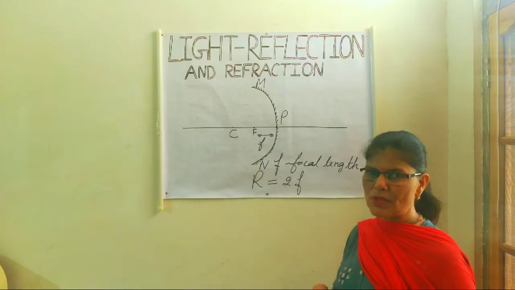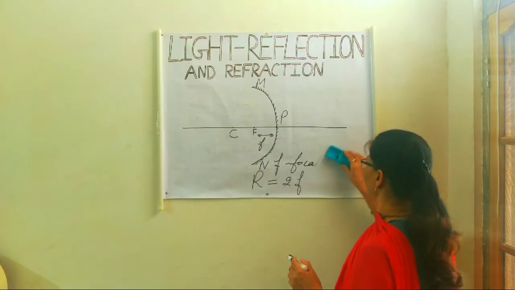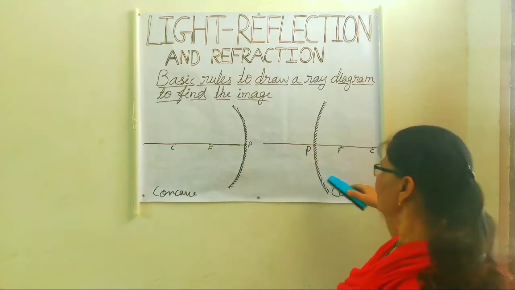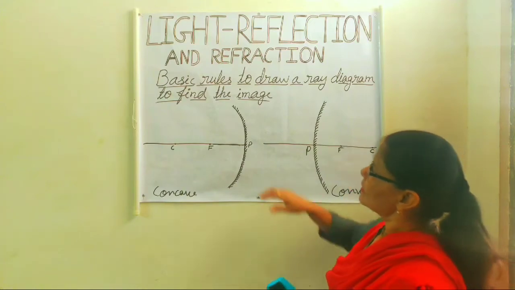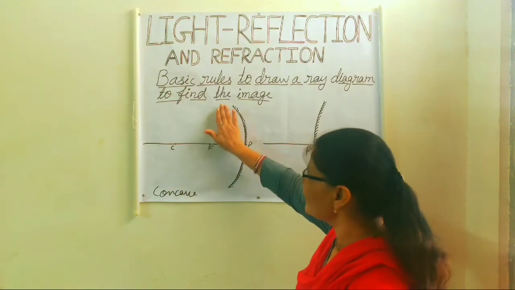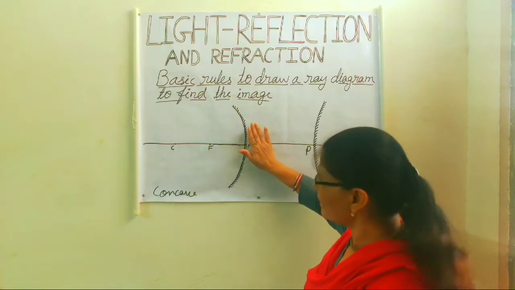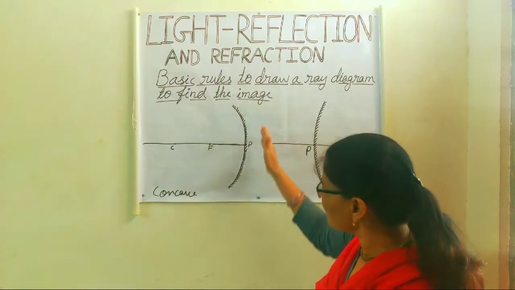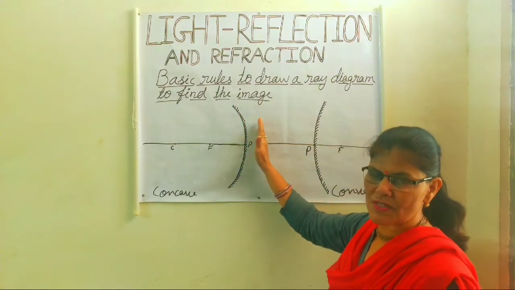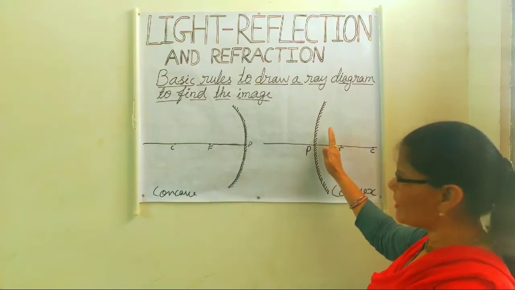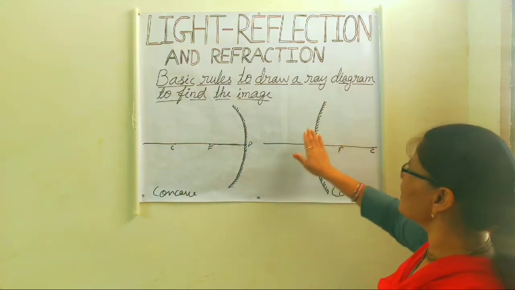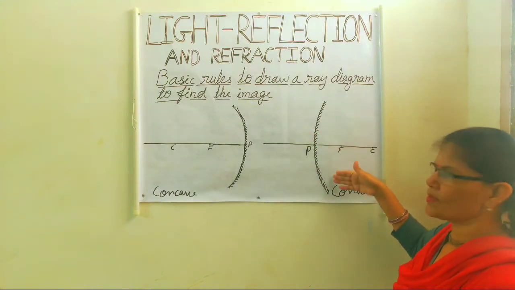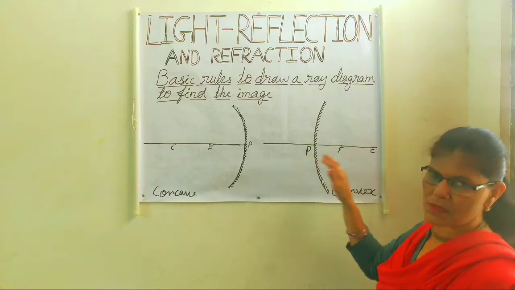Now let us discuss the rules. So children, this is a concave mirror and this is a convex mirror. This part of the mirror is the reflecting surface. This is a concave mirror. Its inner part is the reflecting surface, and you have to draw the rough surface like this on the outer side. In case of a convex mirror, this outer bulging part is the reflecting surface, and here you have to draw the rough surface. Okay, so these are the two types of mirrors.